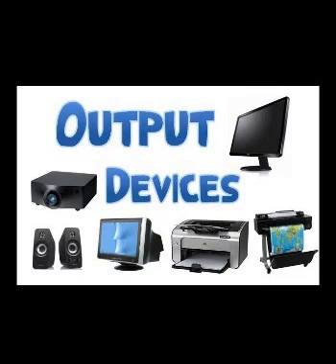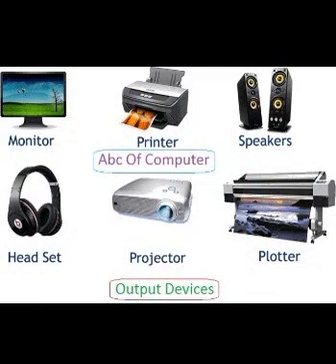When you type your name on the keyboard, which device shows your name? The monitor. So the monitor is one of the output devices. So what are the output devices? The output devices are monitor, printer, speakers, headset, projector, plotter. These are the output devices of the computer to get the data from the computer.